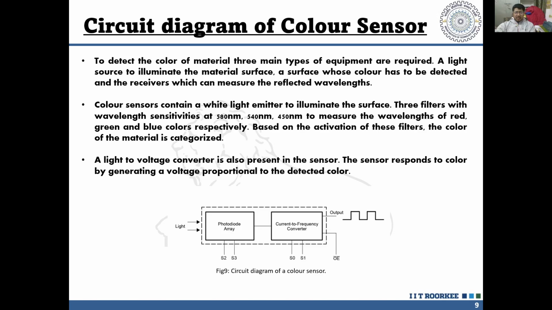Color sensor contain a white light emitter to illuminate the surface. Three filters with wavelength sensitivities at 580 nanometer, 540 nanometer and 450 nanometer to measure the wavelengths of red, green and blue color respectively. Based on the activation of these filters, the color of the material is categorized. A light to voltage converter is also present in the sensor. The sensor responds to color by generating a voltage proportional to the detected color.